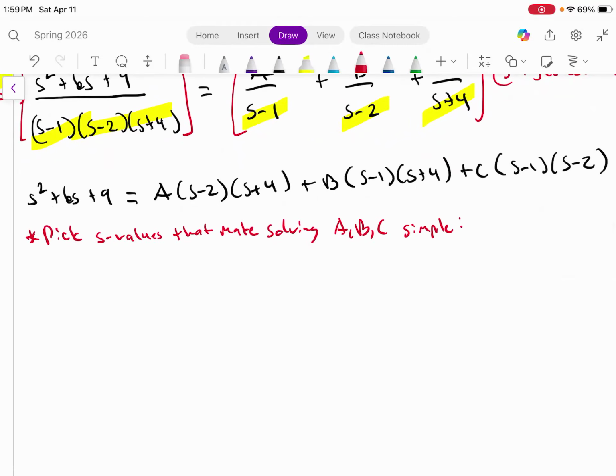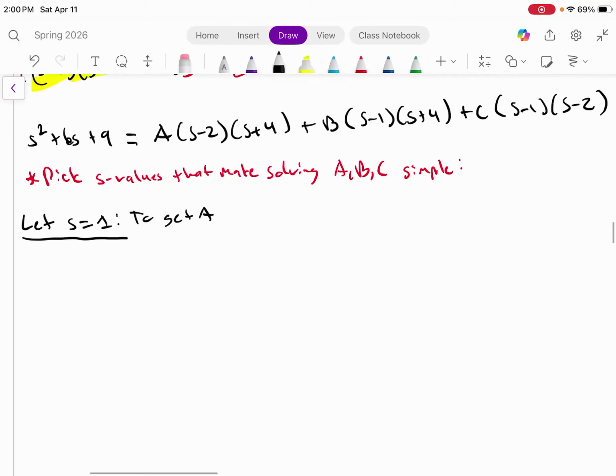I want to figure out what A is. The best way is to eliminate B and C and just get A equals something. So what do B and C have in common that could give me 0 there? Well, they have s minus 1 in common. So if I set s equal to 1, I would get 1 minus 1 times B and C, and those just go to 0. So I'm going to let s equal 1 to get A.